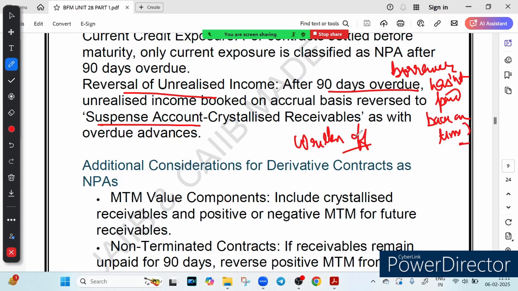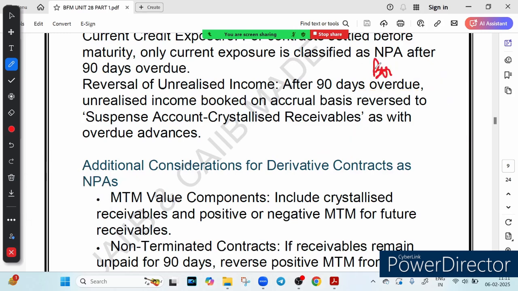So let me summarize what we have learned just now. First of all, we have talked about borrower wise classification. It means that if one facility becomes NPA, all facilities for that borrower will follow. That is called borrower wise classification. Second point, we have seen that even guarantees and letters of credit linked to the borrower's main account follow the same NPA classification.